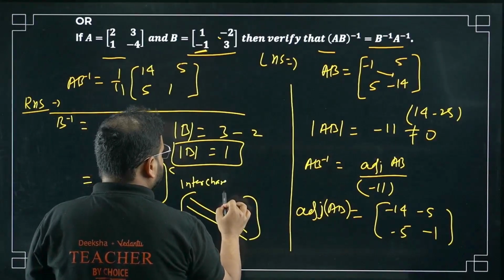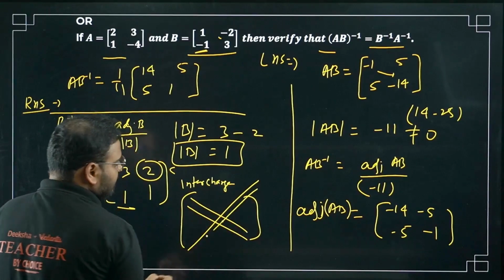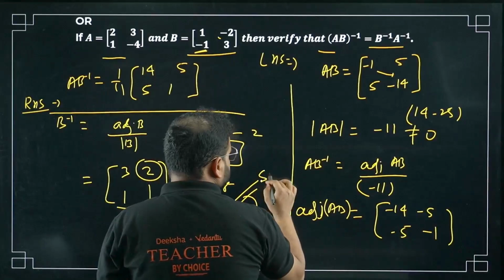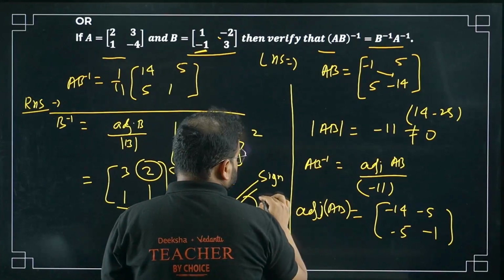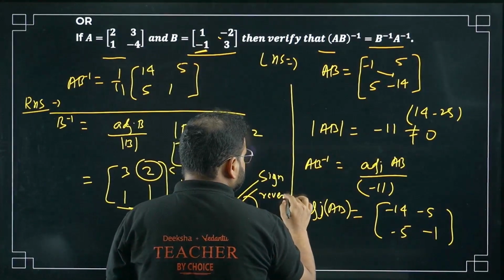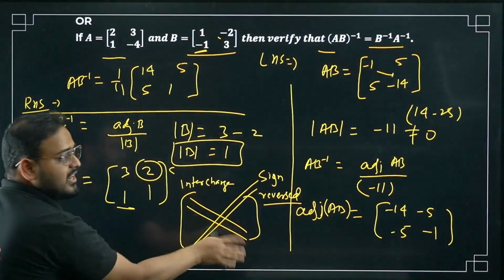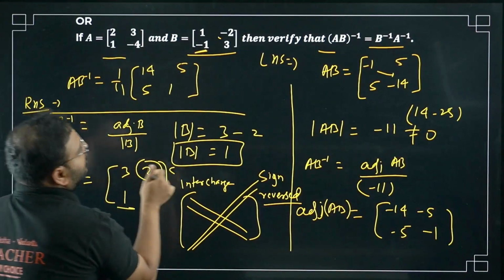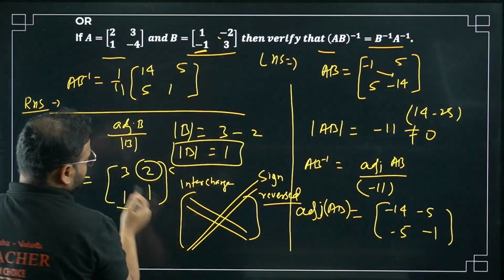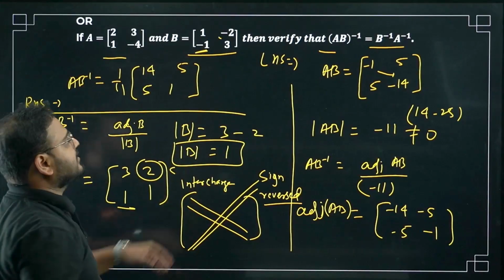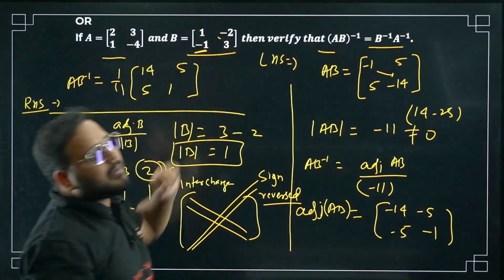Interchange, sir. And for this, across this element, what do you do? Sign change, sign reversed. Nothing else. Just reverse the sign and nothing else. Across this you interchange the element. This will go over here. So 3 went over here, 1 came over here, of course. And for this, just change the sign. So minus 2 became plus 2 and minus 1 became plus 1.